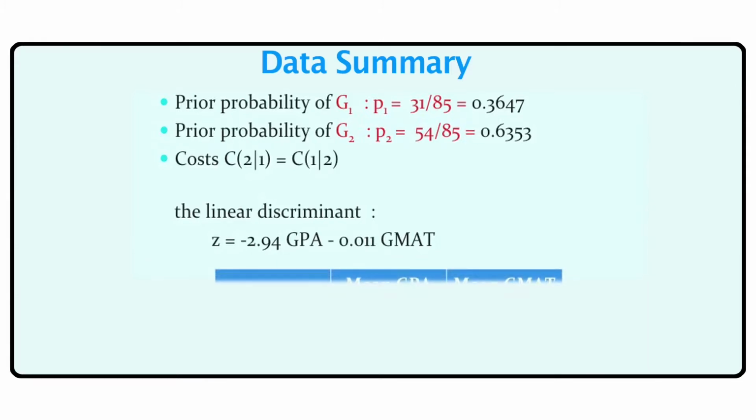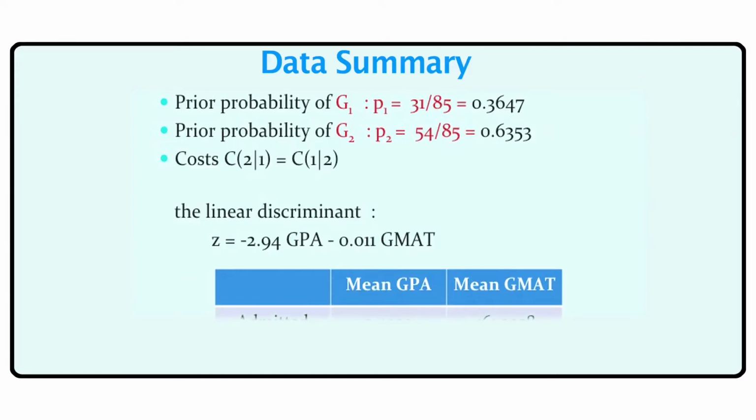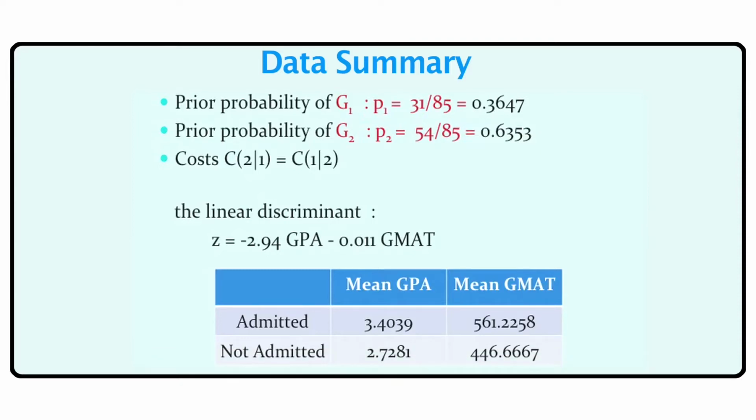The linear discriminant function on working this out comes out to be Z is minus 2.94 GPA minus 0.011 GMAT. So this function actually distinguishes between the two groups. The first group of admitted students have a mean GPA of 3.4 and a mean GMAT score of 561.22, whereas the second group of not admitted students have a mean GPA of 2.72 and a mean GMAT score of 446.67.